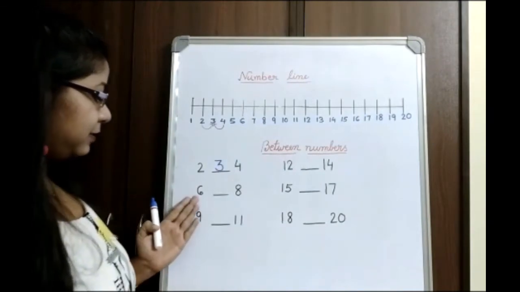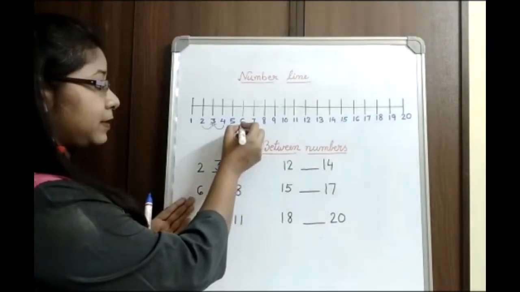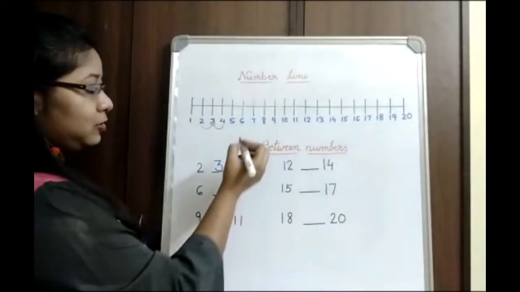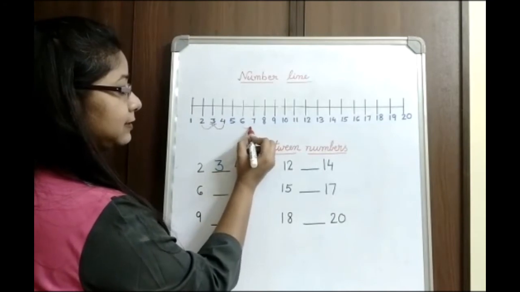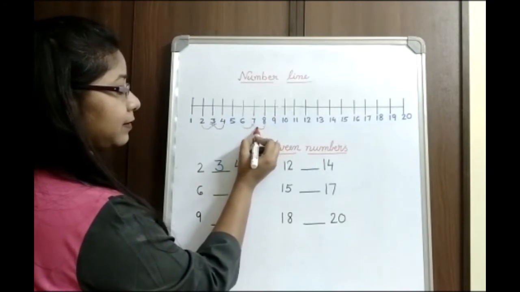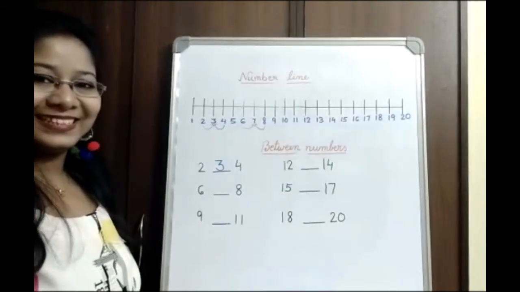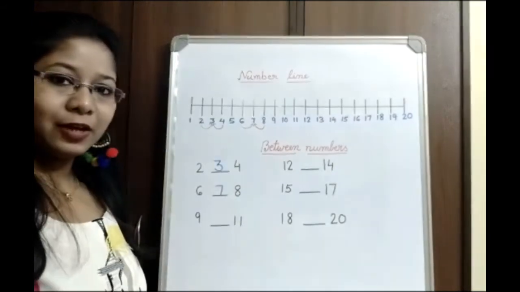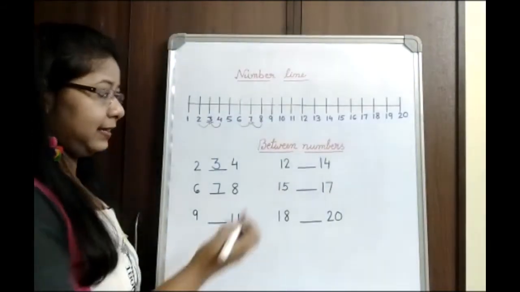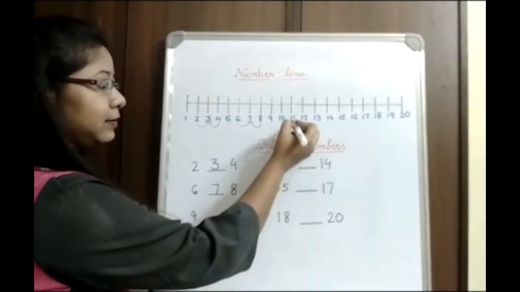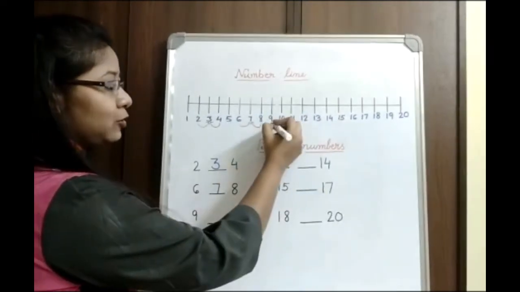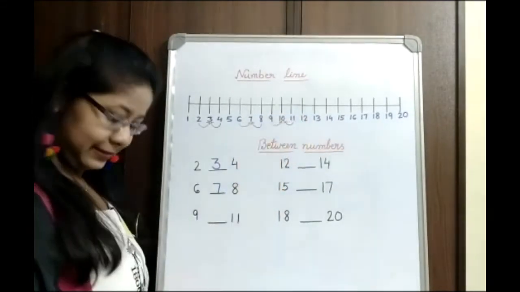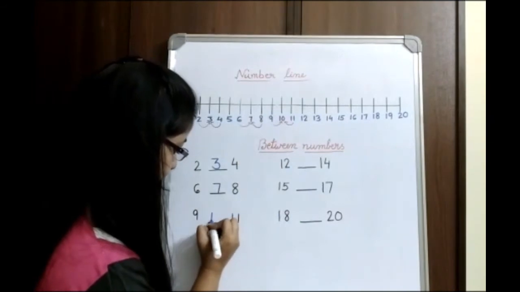Let's check another number. Here it's written number 6 and number 8. So if we draw like this, which number is coming? Yes, number 7. Okay, this is number 9 and this is number 11. So from 9 and 11, it's coming number, yes, 10.